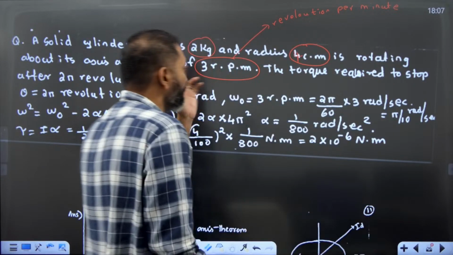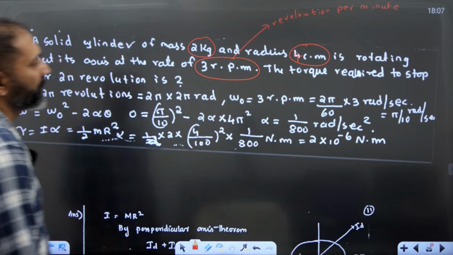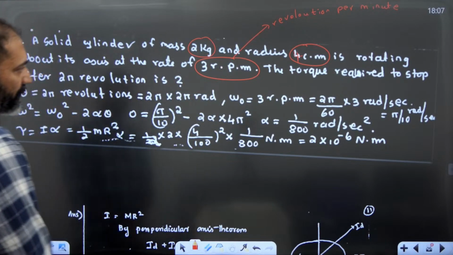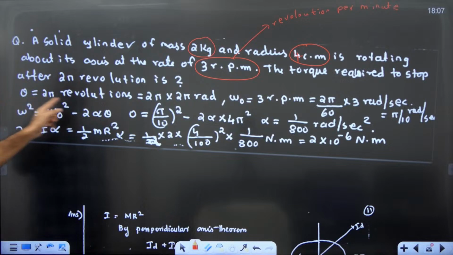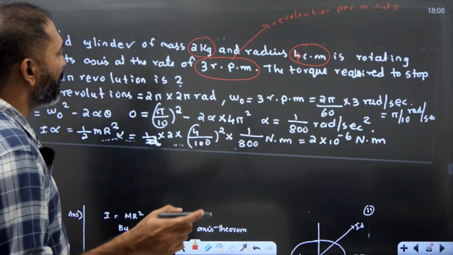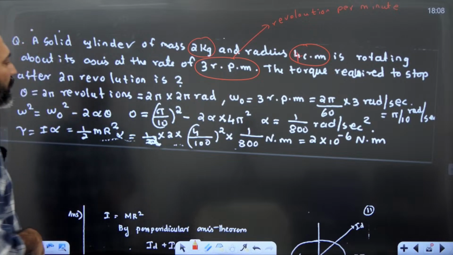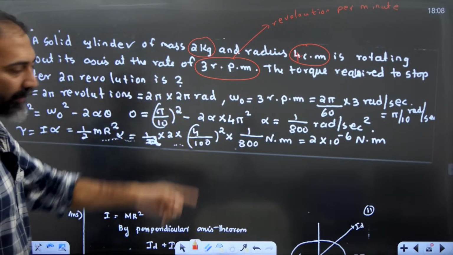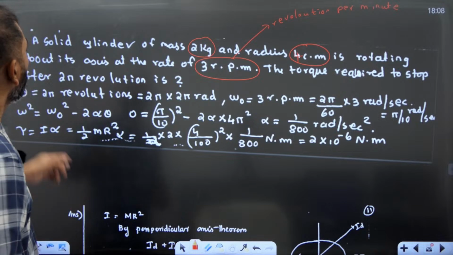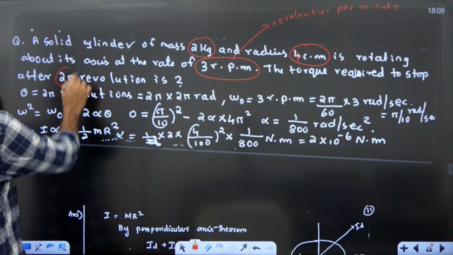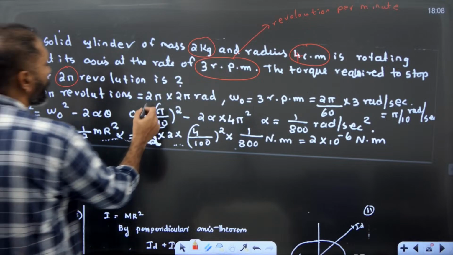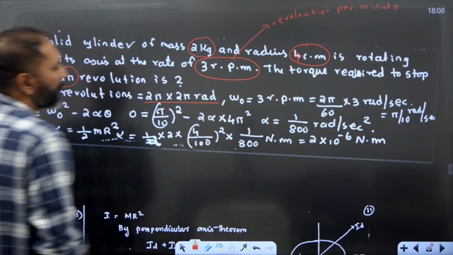The torque required to stop after 2 pi revolution. So what is theta? What is one revolution? One revolution is 2 pi radians. So 2 pi revolution will be 2 pi into 2 pi radians.